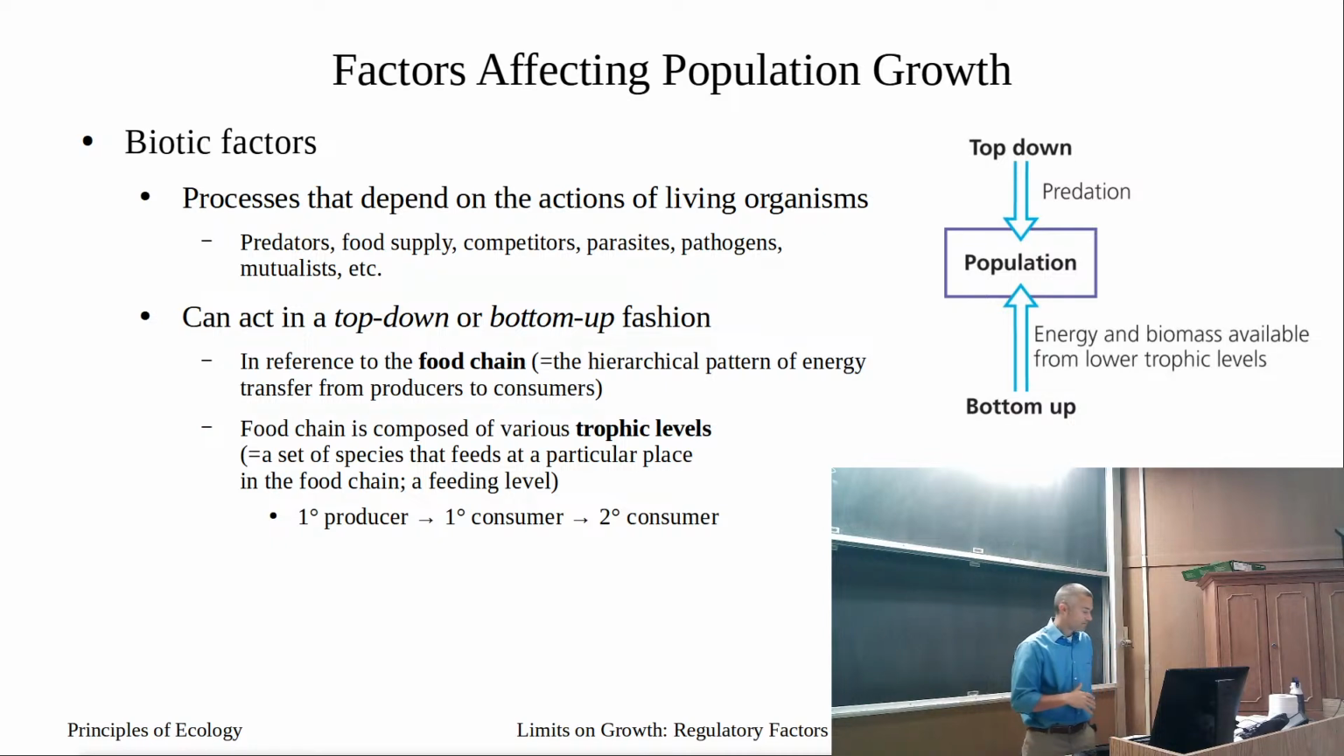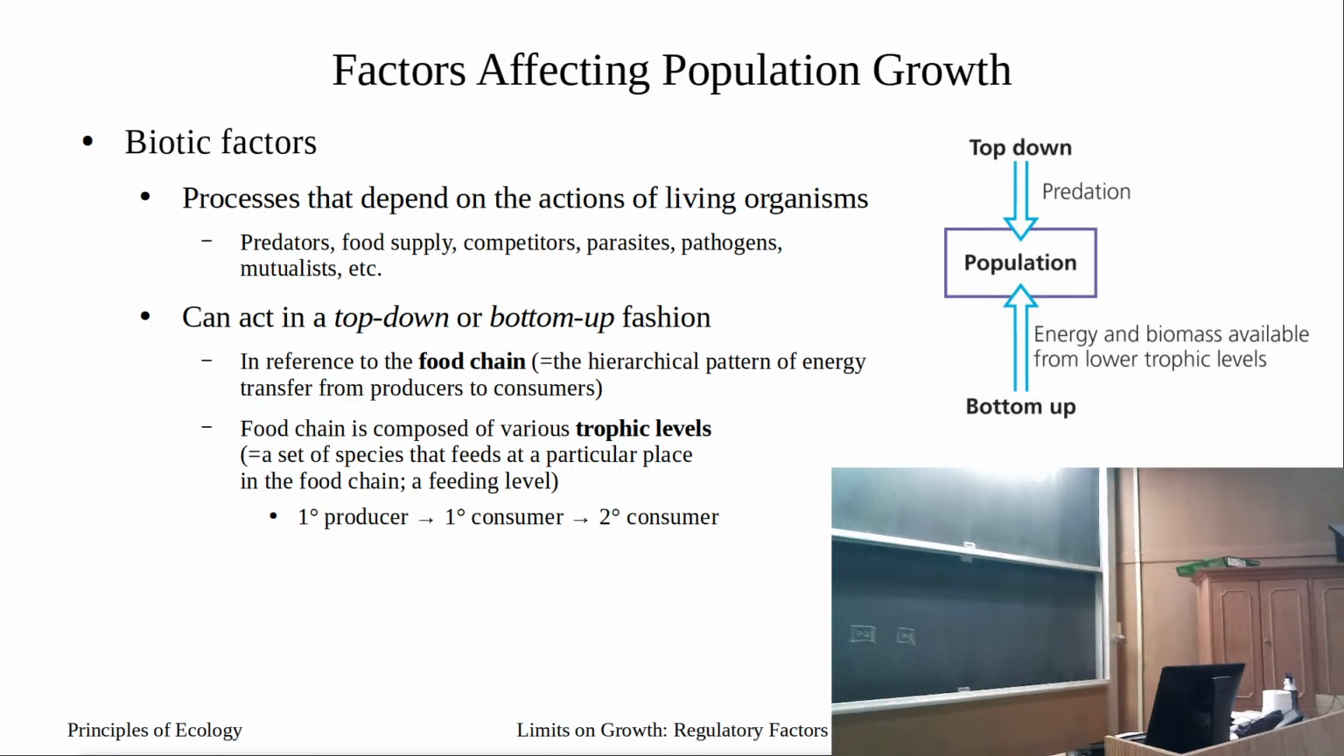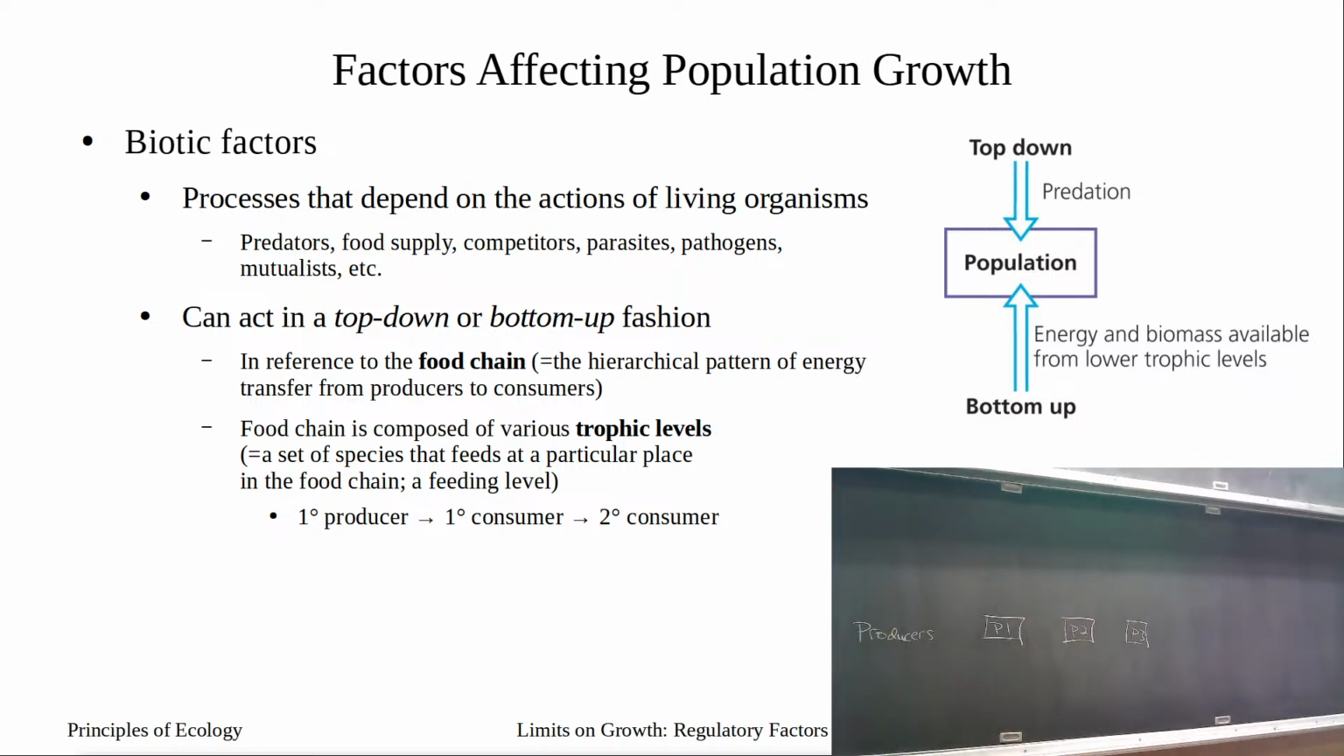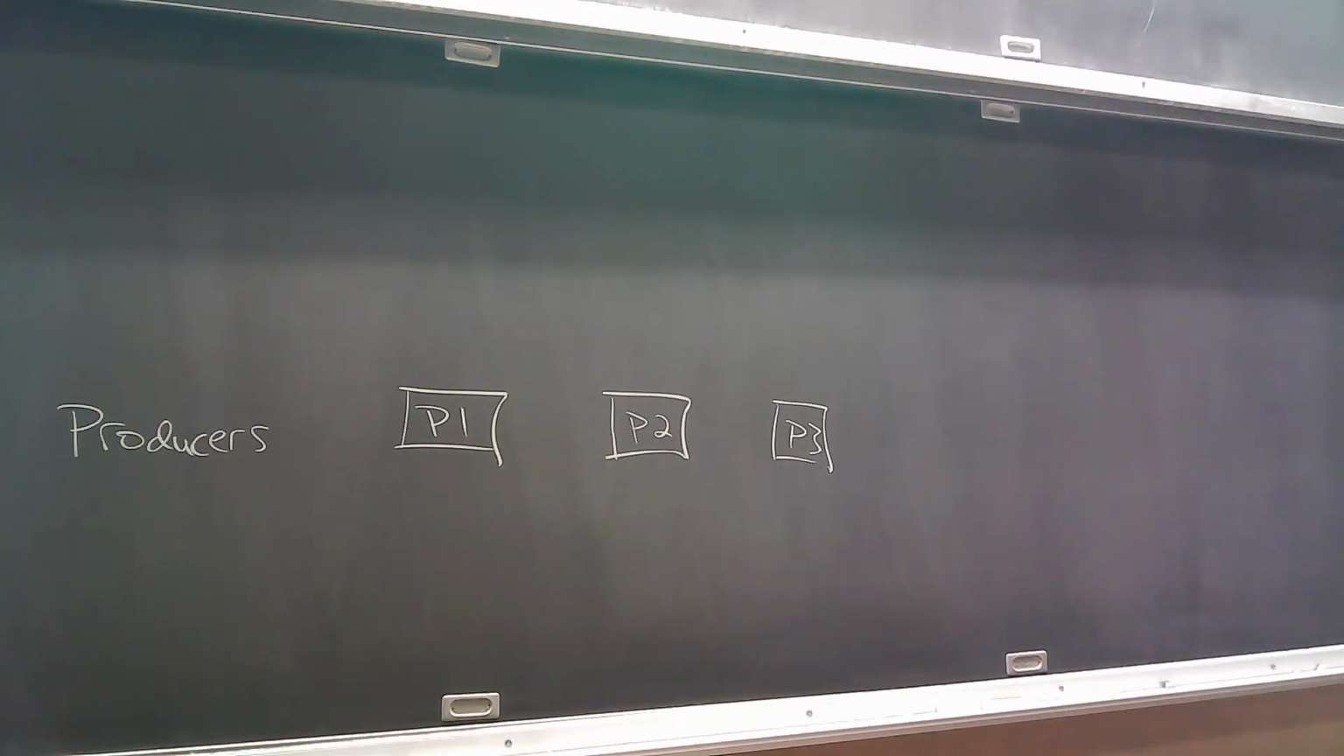So if we set it up, I'll do this on the board. If we set up a typical web, we can put everything that produces energy down here. So this might be plant 1, plant 2, plant 3. All right. So our producers are the ones that are taking the energy from the sun, converting it into organic molecules. Okay. So our trophic level, in this case, is our producers. And then our second trophic level are the consumers.